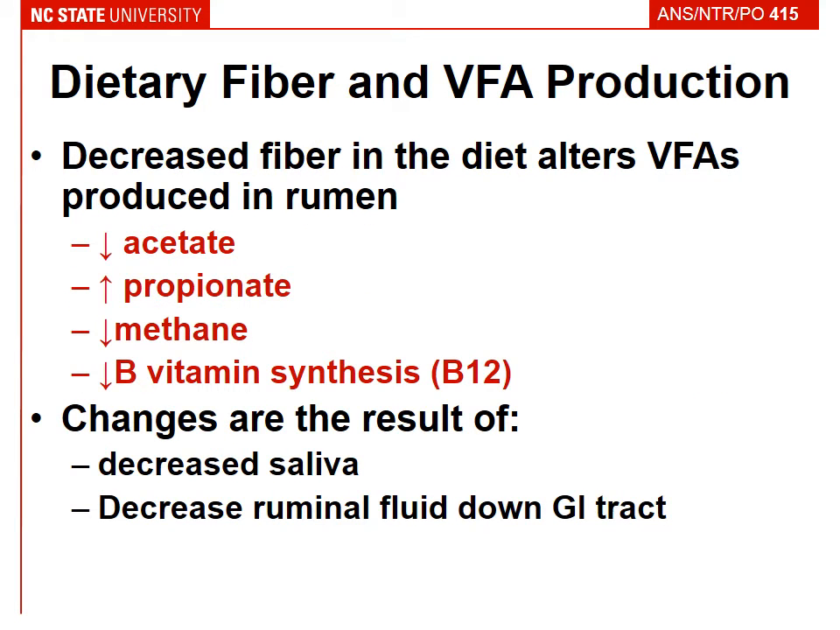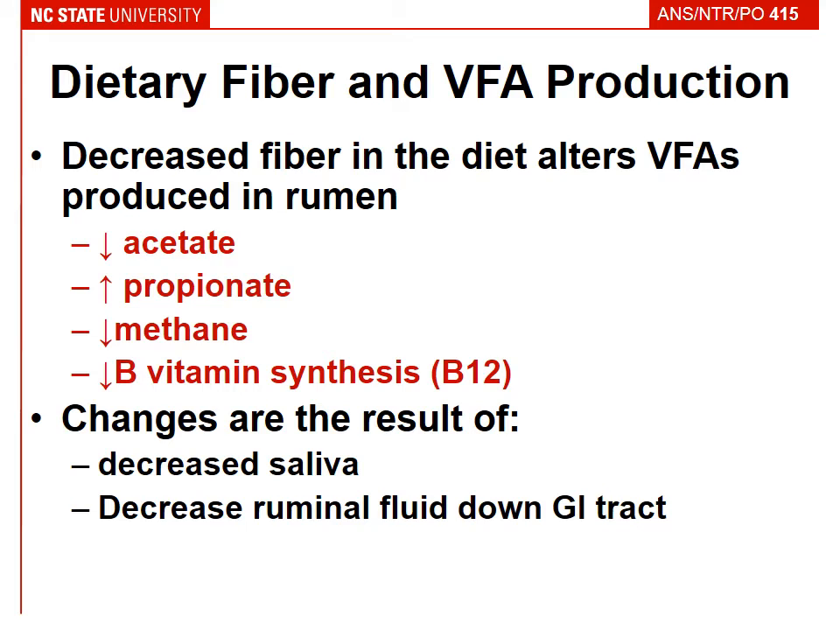But what happens when we decrease the dietary fiber? In many feedlots, we provide those animals very high concentrate diets. There's a lot of corn, lots of grains, lots of starch is the main carbohydrate, very little fiber. So what happens when that occurs? That fiber actually alters the volatile fatty acid that's produced. We get a decrease in the amount of acetate, an increase in the amount of propionate.